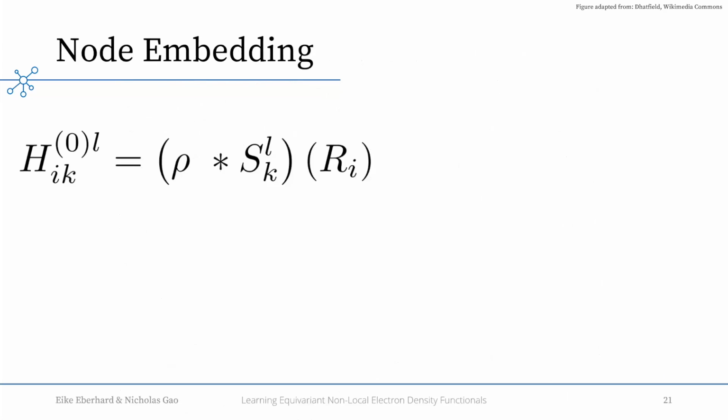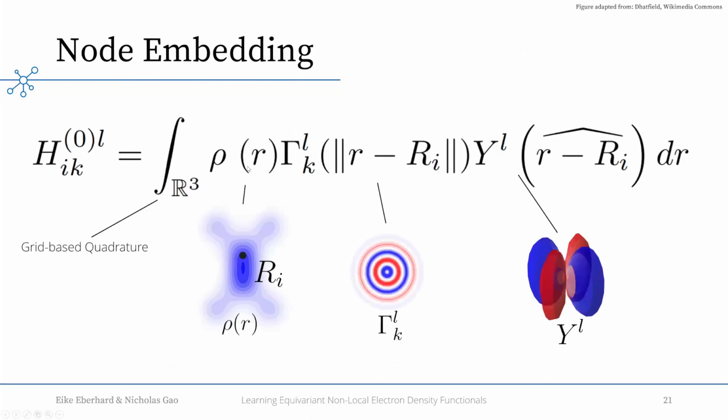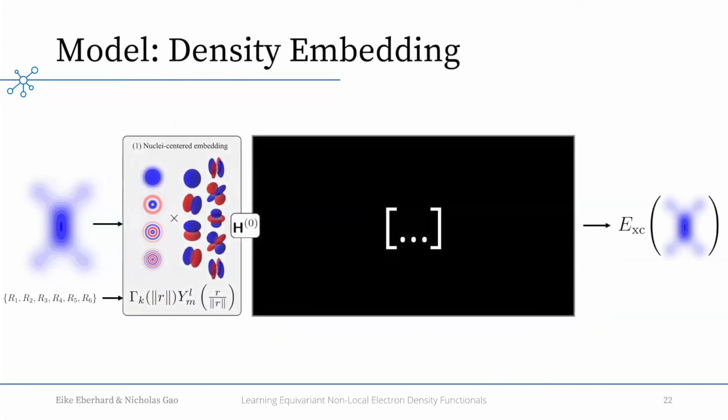So for our node embedding, what we do is basically evaluate a convolution of the density with some filter function, for which we write out the integral explicitly. For a given nucleus position I, we take the electron density around the nucleus and multiply it by some radial filter function and some spherical harmonic, which gives us these embeddings, which make up the first step in our modeling.